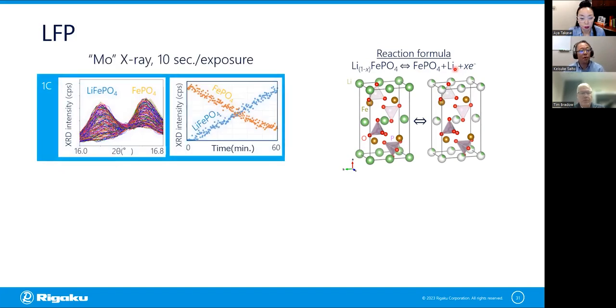So first we started from 1C, which means 1 hour. We use a molybdenum X-ray source with a 10 second exposure time. This is the same condition as I discussed in the previous slide.